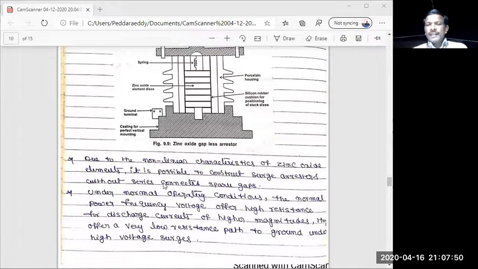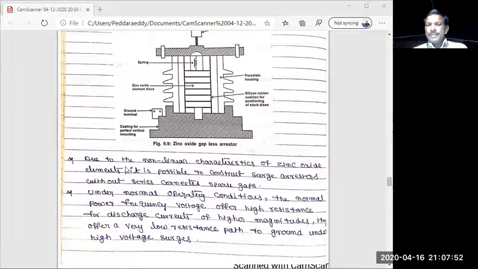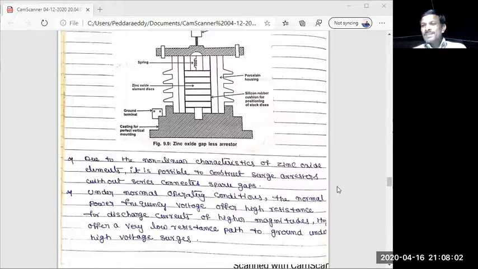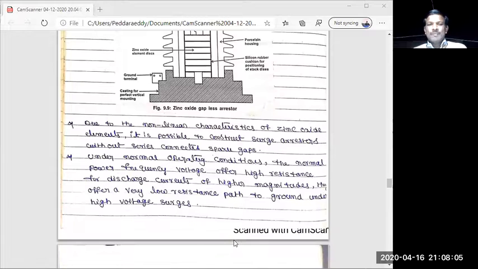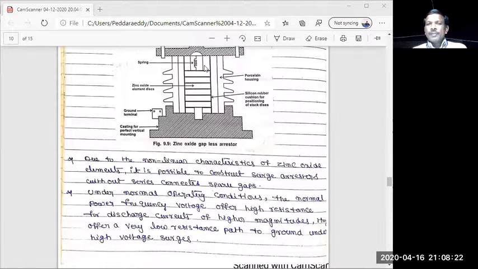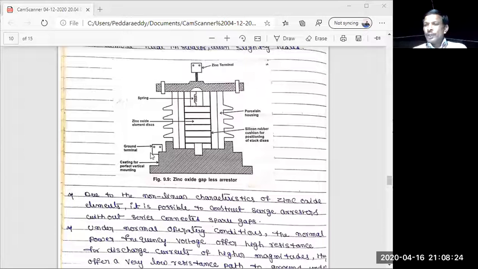Due to the non-linear characteristics of zinc oxide elements, it is possible to construct surge arresters without series connected spark gaps. That's why it is called a gapless arrester. Under normal operating conditions, the normal power frequency voltage sees high resistance. It acts as a perfect insulator. It does not allow current from conductor to ground.